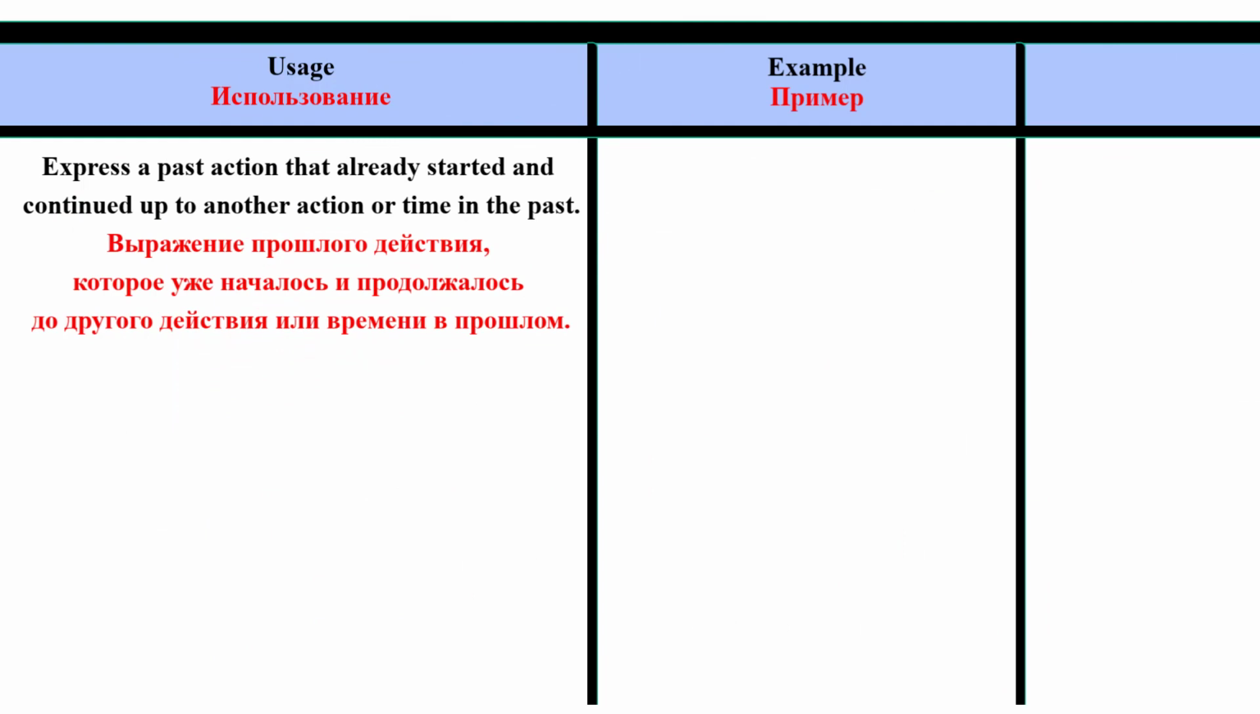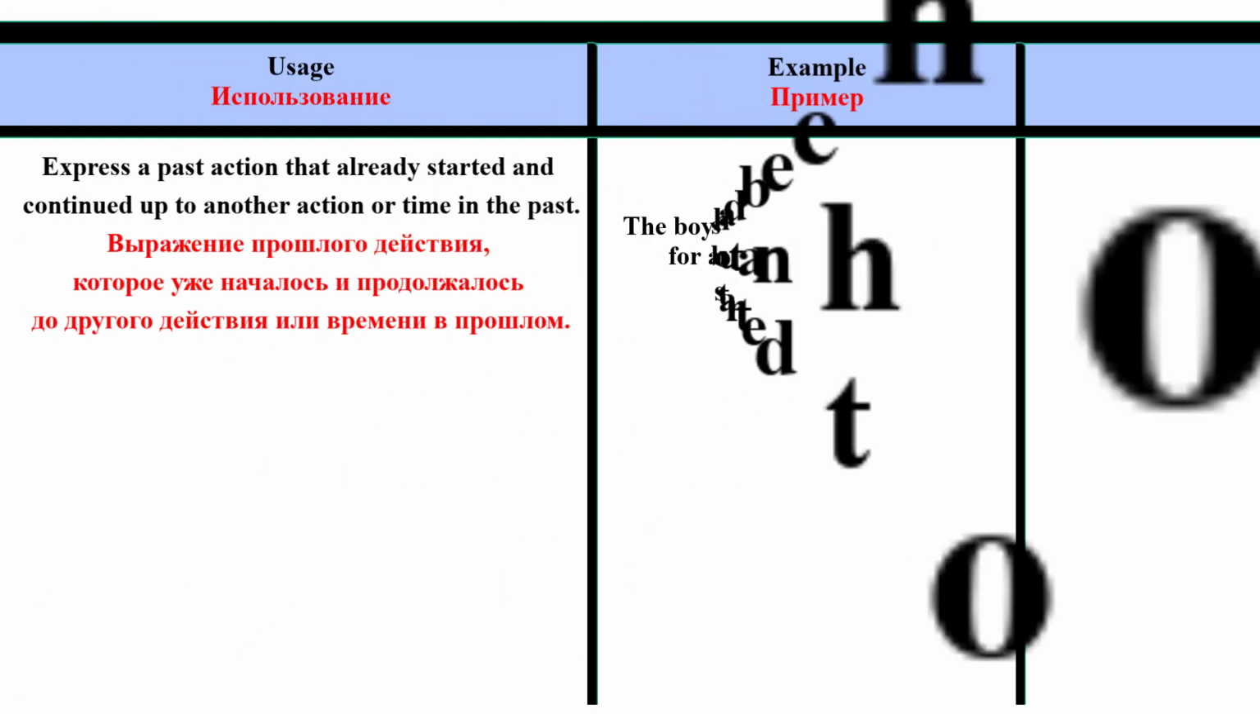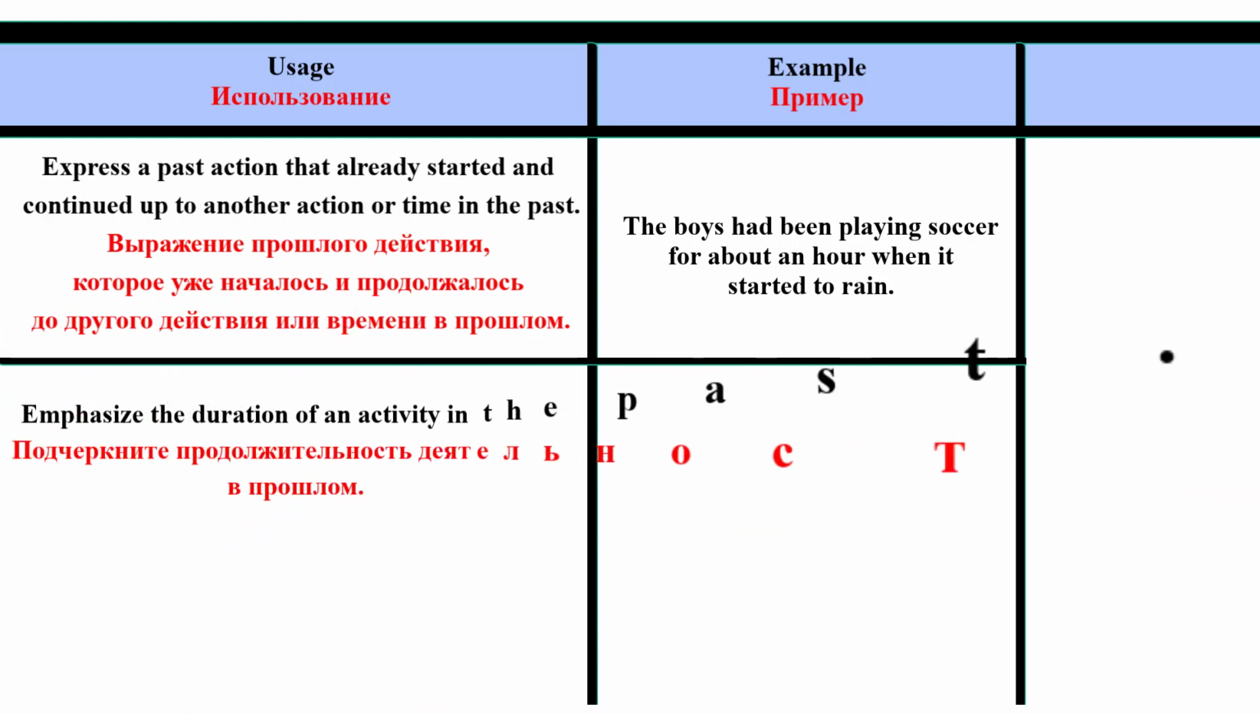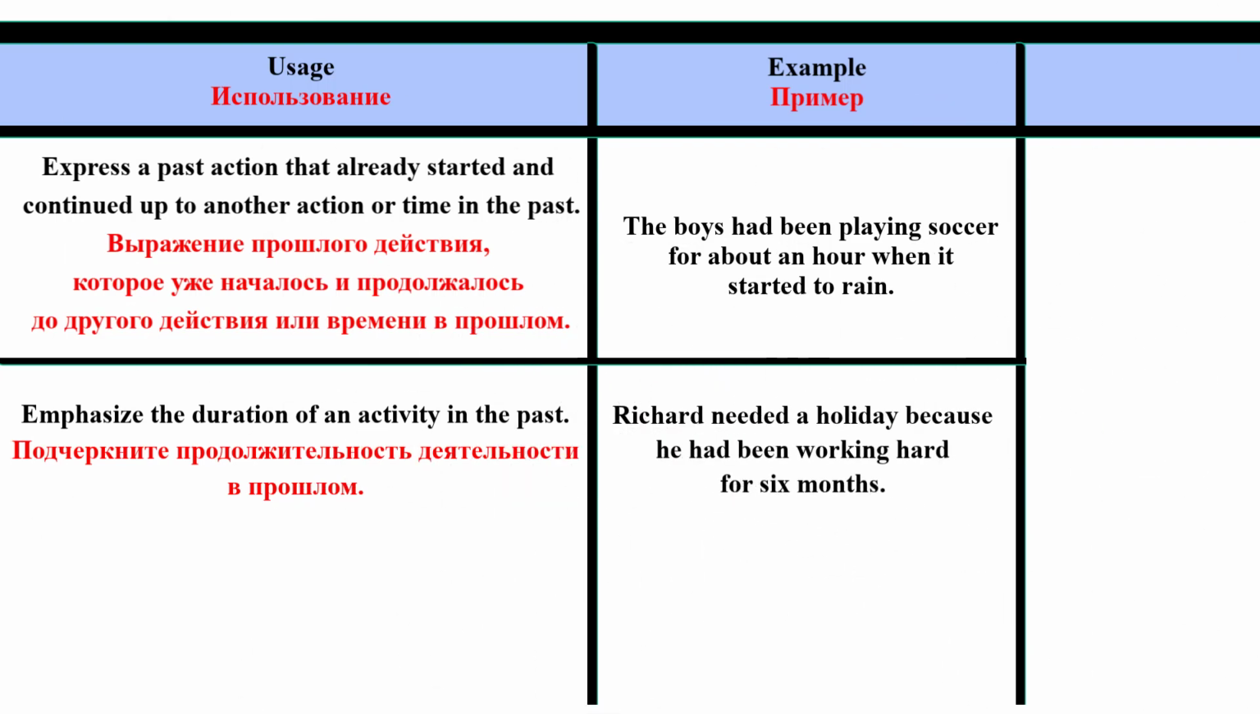Usage. Express a past action that already started and continued up to another action or time in the past: The boys had been playing soccer for about an hour when it started to rain. Emphasize the duration of an activity in the past: Richard needed a holiday because he had been working hard for 6 months.